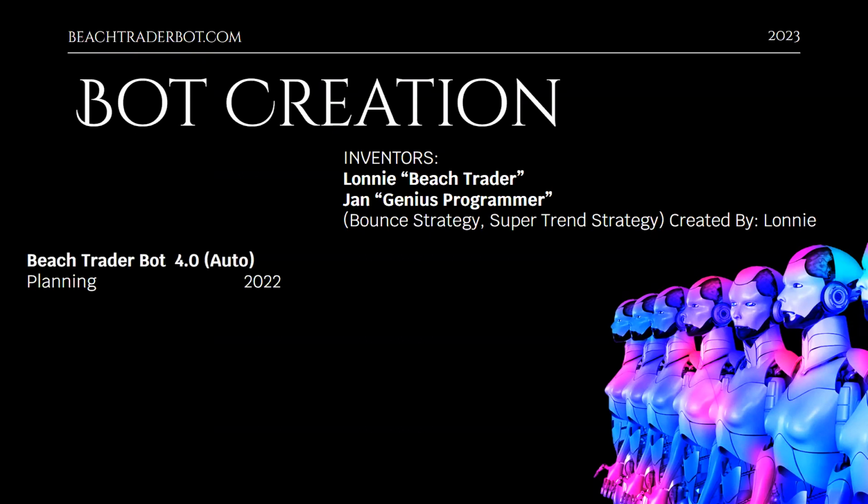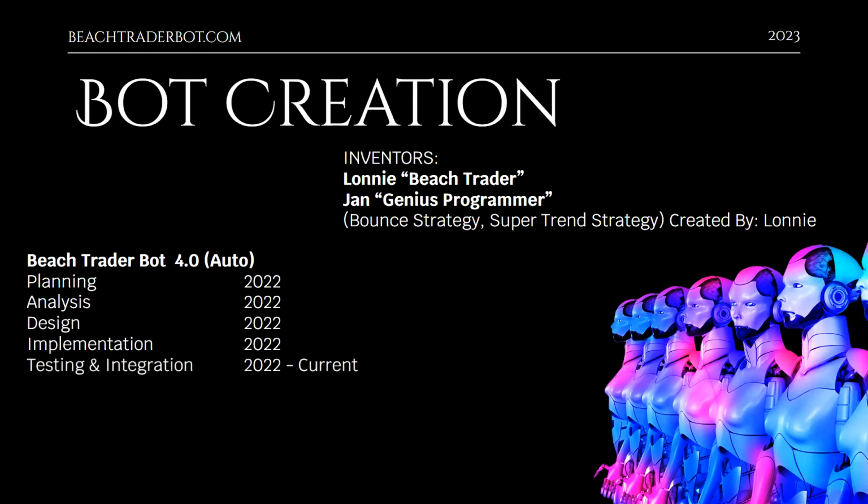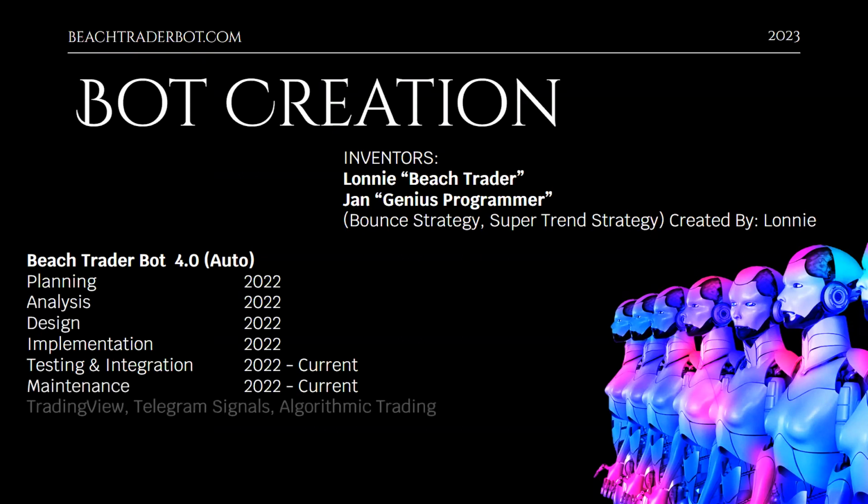So bot number 4 is an auto bot. And we came into planning that in 2022. I just said, how about if I don't have to push the button anymore and everything can trade for me? And that's how I trade now. And this happened throughout 2022. And now, you know, I have it on TradingView. I could put it on the Telegram signals pretty soon.